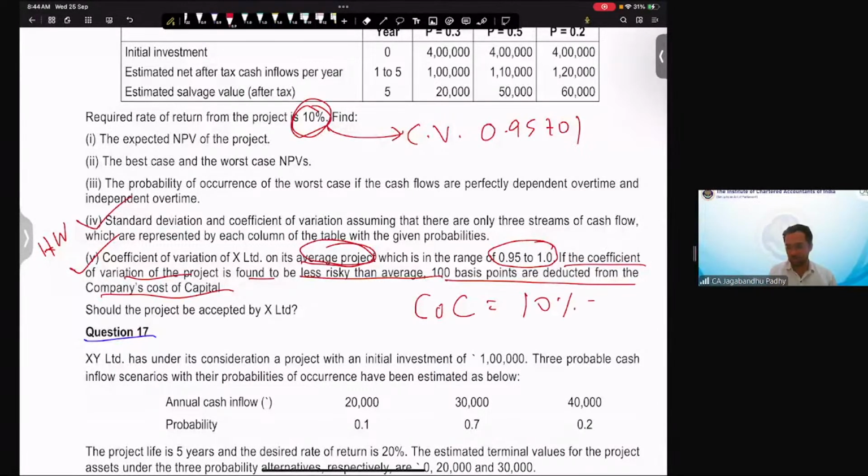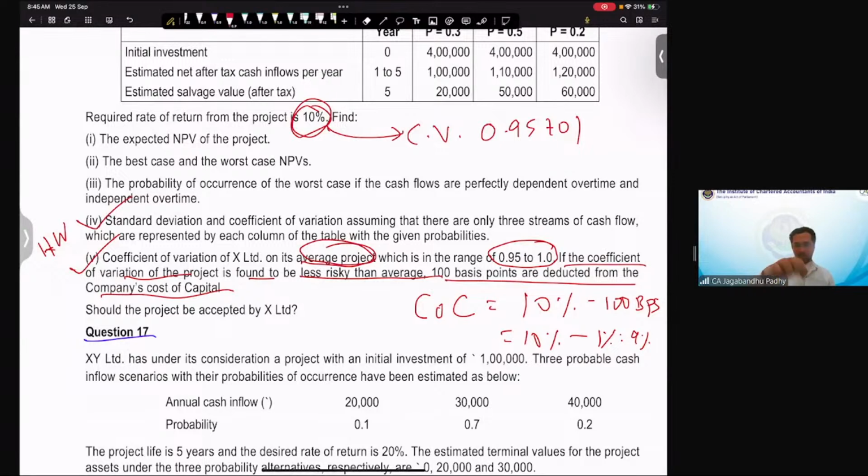It's going to be 10% minus 100 basis points. Now, how much is 100 basis points equal to? 100 basis points equal to how much percentage, guys? 1%, right? So 1% will be subtracted and it becomes 9%. So now you have to get the new NPV, using the 9% rate of return, and then say whether the project should be accepted or not. So I think the fourth and fifth part, you can just take it as homework, guys.